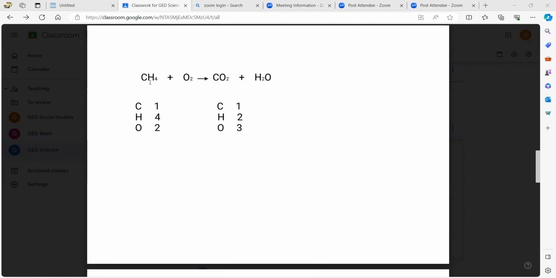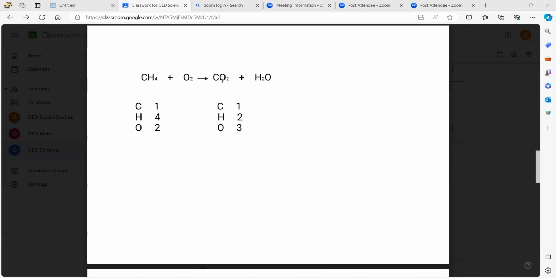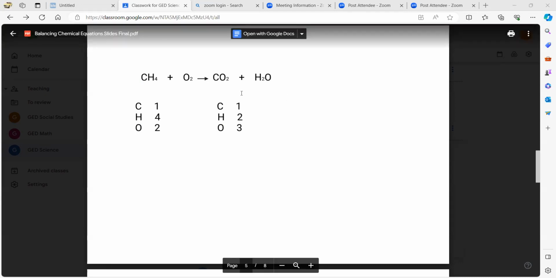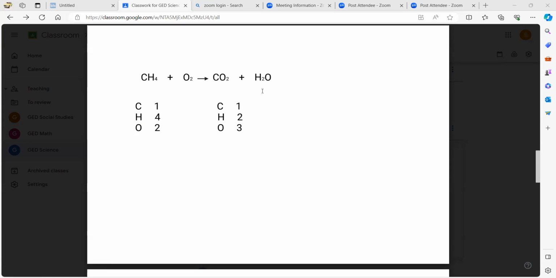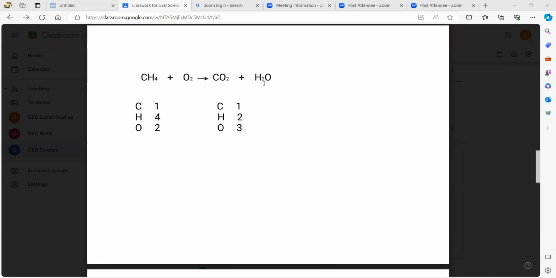I have 4 hydrogens. This little subscript tells me there's 4 hydrogens. And then there are 2 oxygens here. Then I'm going to go over to the right side. I have 1 carbon. 2 oxygens here, but also 1 oxygen here. I'm looking for my total number of atoms for each element on the right side. So 2 plus 1 equals 3. So I have 3 oxygen atoms in my product side. And then this little 2 here tells me I have 2 hydrogens over here.